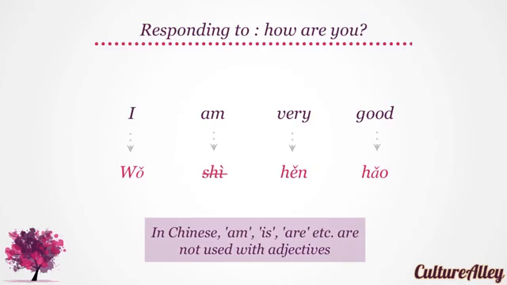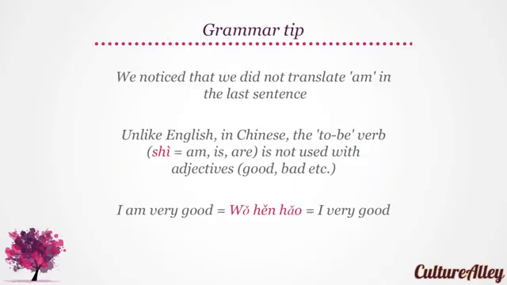But in this sentence, we do not translate am, because in Mandarin, is, am, are, etc. are not used with adjectives. So remember, we did not translate am in the last sentence. Unlike English, in Mandarin, the to be verb 是 is not used with adjectives such as good, bad, etc. Therefore, I am very good translates to 我很好. That literally translates to I very good.